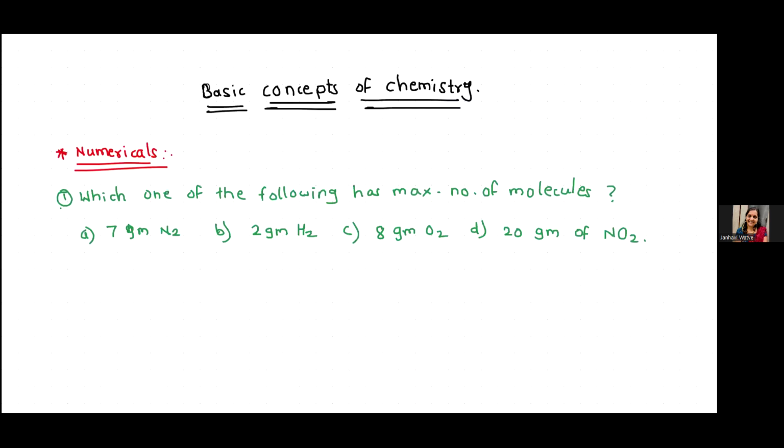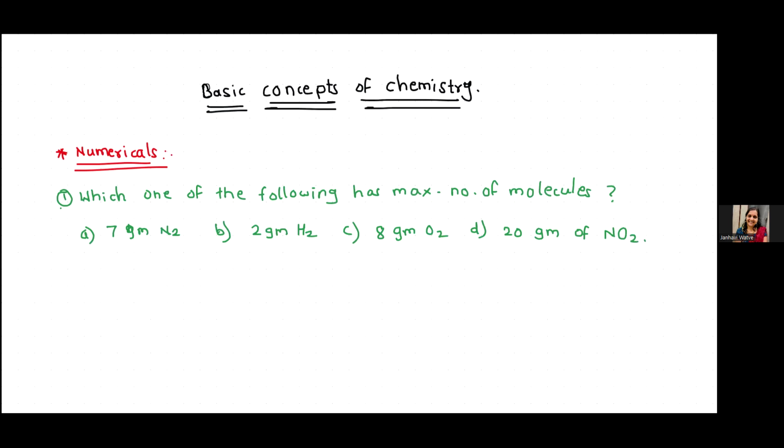Hello students, in today's video, we are going to explain some numericals based on the first chapter of 11th chemistry, which is basic concepts of chemistry. So in your exercise, there is one numerical: which one of the following has the maximum number of molecules? This is your question and you are given four options.